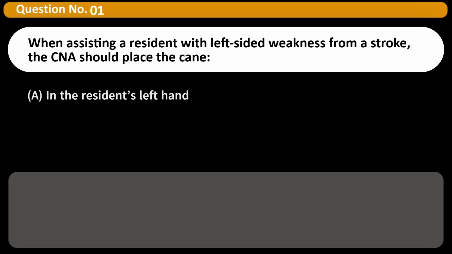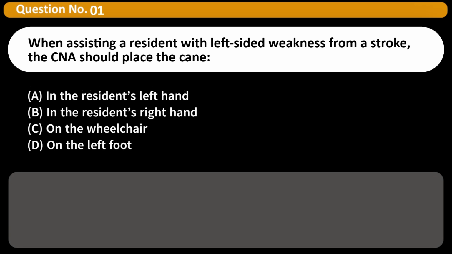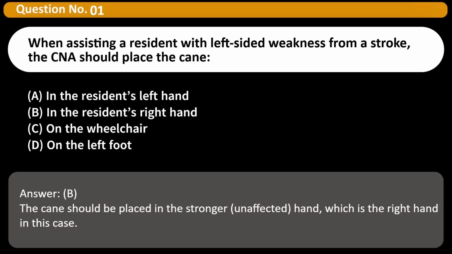When assisting a resident with left-sided weakness from a stroke, the CNA should place the cane: A. in the resident's left hand, B. in the resident's right hand, C. on the wheelchair, D. on the left foot. Answer, B. The cane should be placed in the stronger, unaffected hand, which is the right hand in this case.